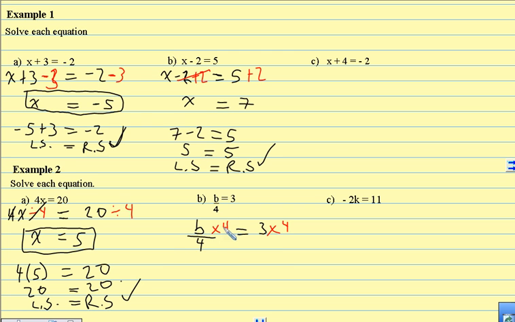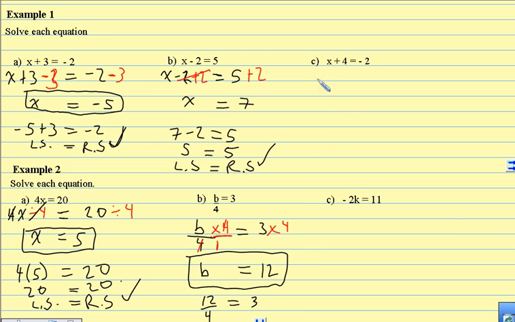You see 4 up top here and 4 down here, and 4 divided by 4 just leaves you with 1. So this now becomes b equals 12. And it's really easy to see that when I substitute into the original equation, 12 divided by 4 is indeed equal to 3. So we get left side equals right side again.